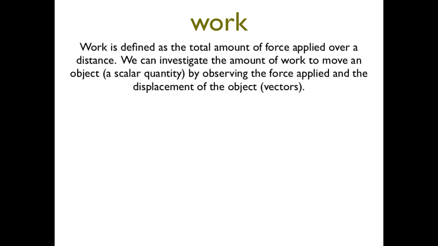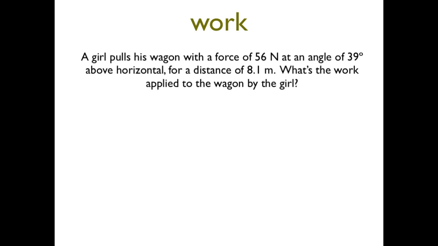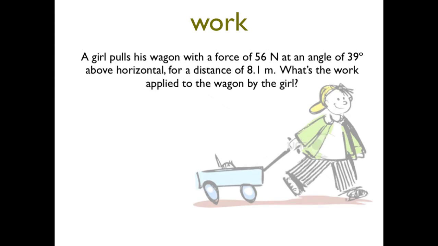But we can figure that out by observing force vectors and the displacement. Those are both vectors, right? Force and displacement are both vectors, and so those together somehow are going to give us this quantity of work. So here's an example. A girl pulls a wagon with a force of 56 newtons at an angle of 39 degrees above the horizontal for a distance of 8.1 meters. What's the work applied to the wagon by the girl?